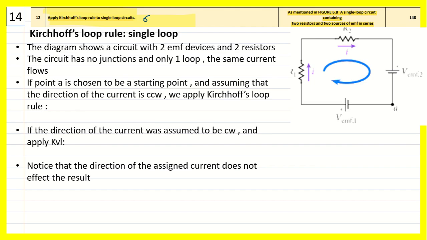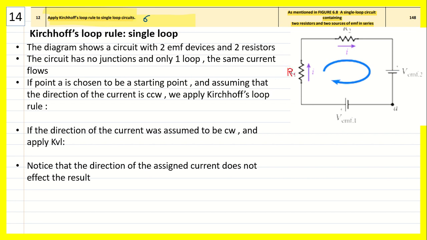Apply Kirchhoff's loop rule to single loop circuits, as mentioned in the figure, page 148. The diagram shows a circuit with two EMF devices and two resistors. The circuit has no junctions and only one loop. The same current flows. If point A is chosen to be the starting point, assuming that the direction of the current is counterclockwise, this is the direction of the current.